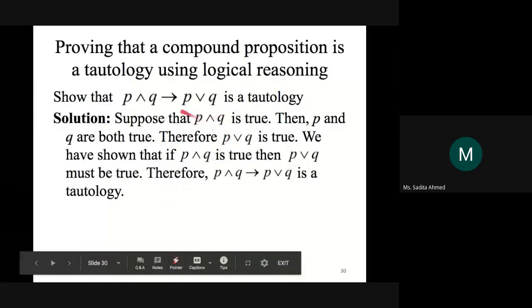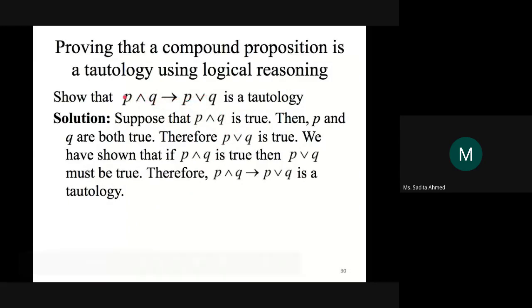In this specific case, P and Q implies P or Q. This is fine because P and Q will be true only and only when both are true. However, for P or Q, as long as at least one is true, it's fine. But if only one is true, then the other one is false, and in that case P and Q will be false. So there is a possibility that this will be false even when this is true. That's why it's not possible to prove the conditional in the opposite direction, right?